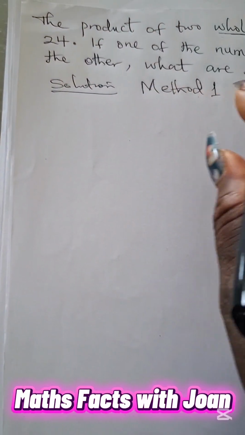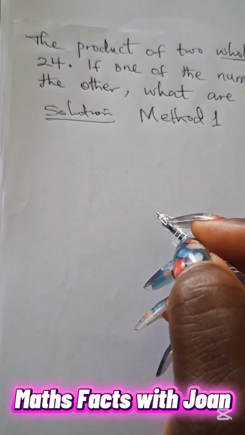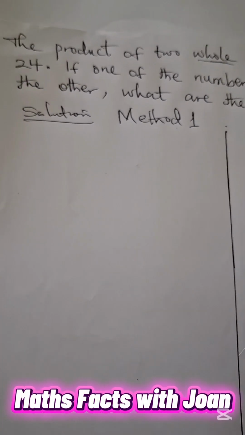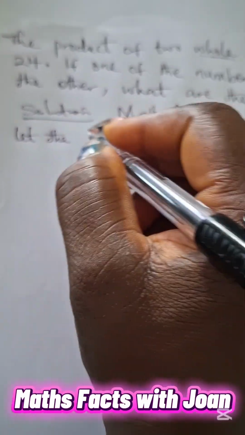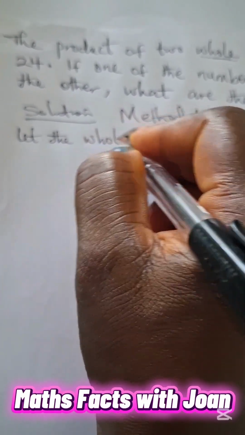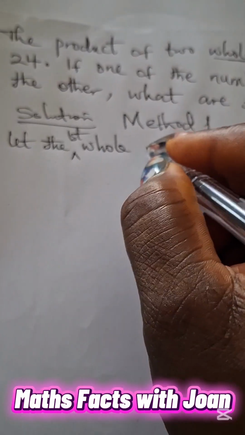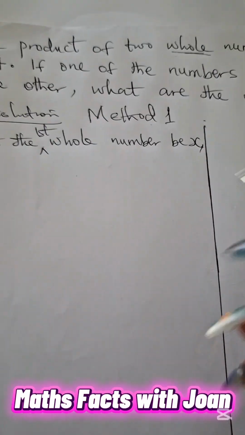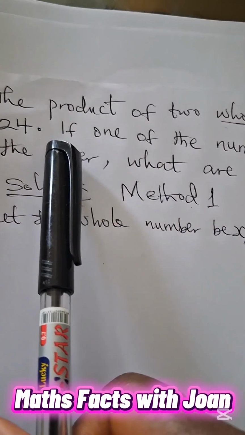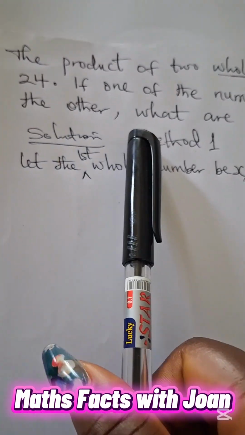So they said the product of two whole numbers is equal to 24. The product of two whole numbers. The first thing we do is to represent the whole numbers with maybe alphabet. Let's go. Let the first whole number be x. All right, the next information is if one of the numbers is 5 more than the other, okay?